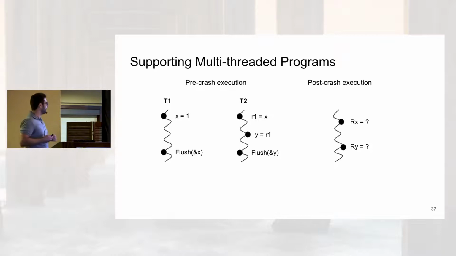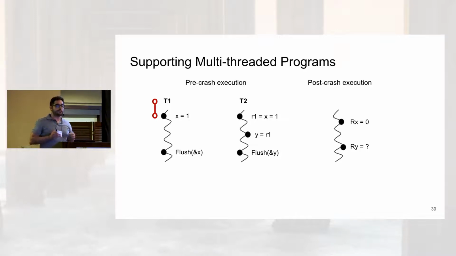For example, here, the pre-crash execution has 2 threads, and suppose that T1 executes the first instruction, and it stops before executing the flush operation. Then T2 reads the value of 1 for X and writes this value to Y, and then flushes this variable. Then the program crashes. In the post-crash execution, the program reads from X, and then it reads from Y.